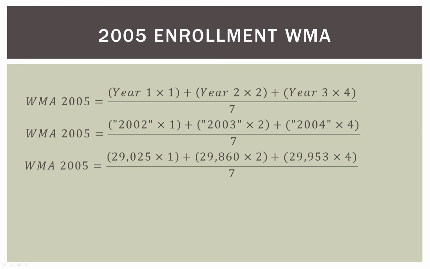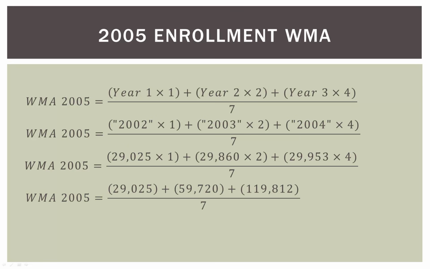So the enrollment for 2002 was 29,025. The enrollment for 2003 was 29,860. And the enrollment for 2004 was 29,953. And we're going to multiply each one by its respective weight. You can see just by looking at this little formula that the enrollment for 2004, which is the closest year to 2005, is going to get the highest weight. It's going to get the highest importance.